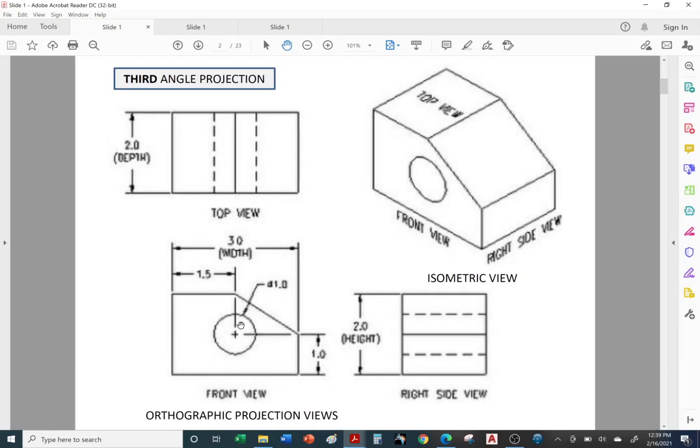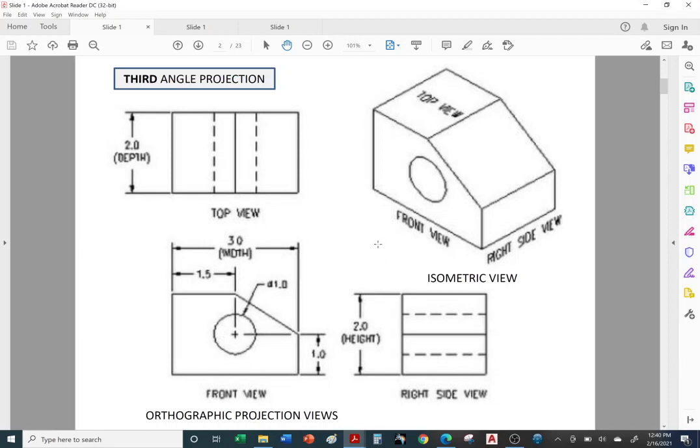Here we have the front view. Typically your front view is the view with the most information, the one that shows the most details. Just imagine you're standing in front of a building, and this is giving us a lot of detail, a lot of information, and we'll call that the front view.